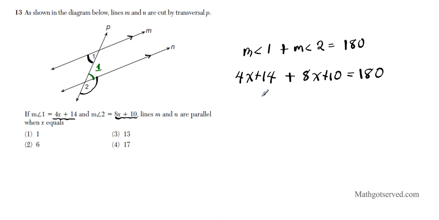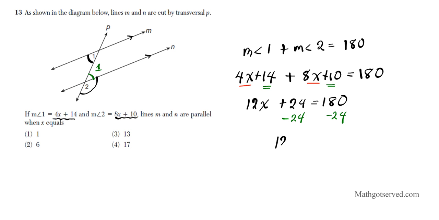On the left side, we're going to combine like terms. So I'm going to combine 8x and 4x. 8x plus 4x is 12x. And then positive 14 plus 10 is plus 24 equals 180. And then to get x by itself, we just subtract 24 from both sides and divide by 12. So subtract 24 from both sides.